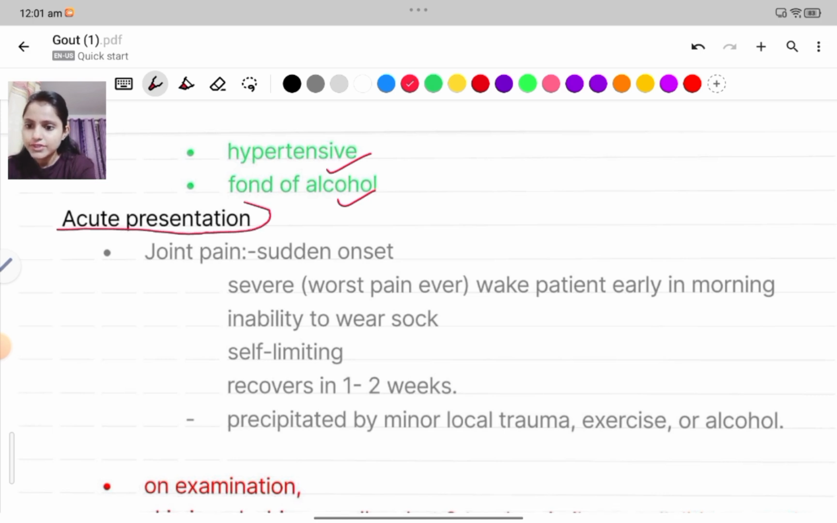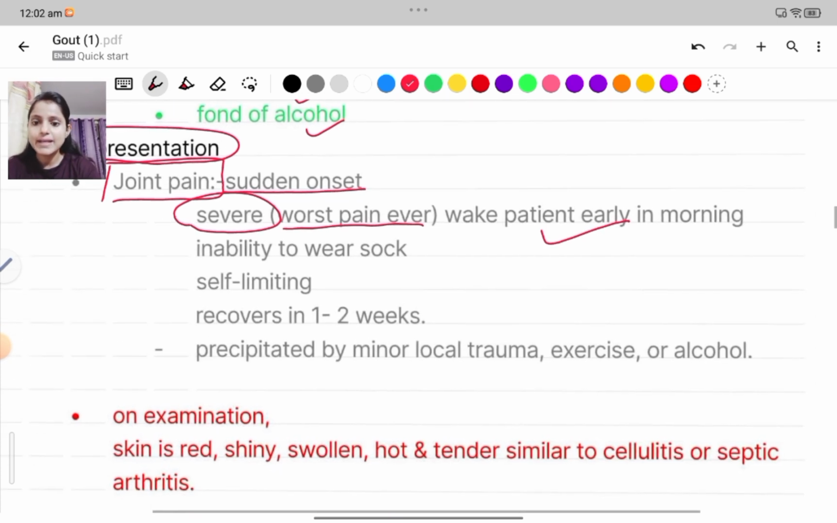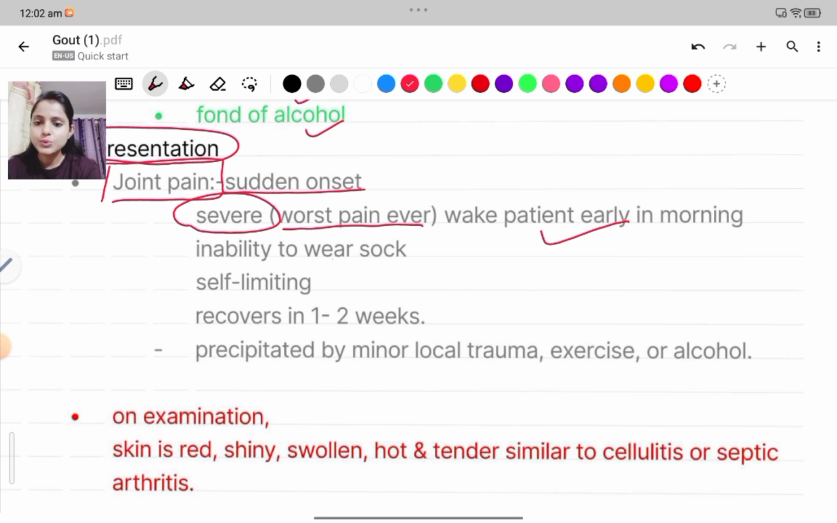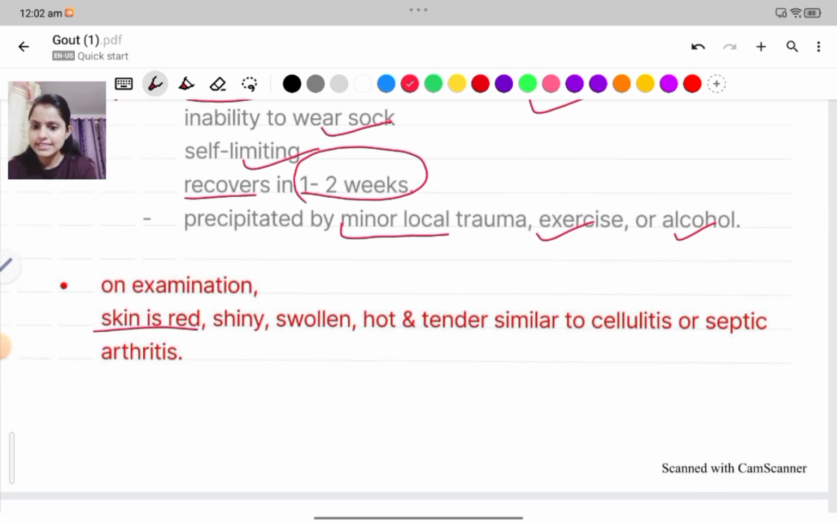The acute presentation of gout: the patient presents with joint pain, and the pain is of sudden onset and very severe, the worst pain ever, which makes the patient wake early in the morning. The pain is so severe that the patient is unable to wear socks. The joint pain is self-limiting and recovers in 1 to 2 weeks, but it is precipitated by minor local trauma, exercise, or alcohol. On examination, the skin is red, shiny, swollen, hot, and tender, similar to cellulitis and septic arthritis.